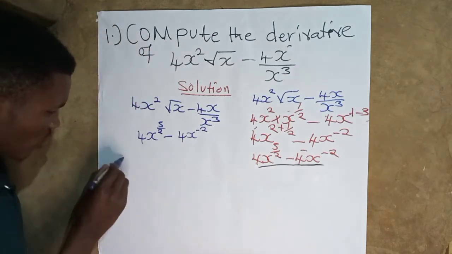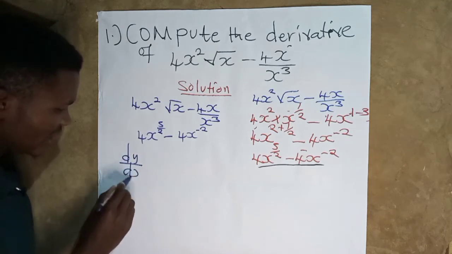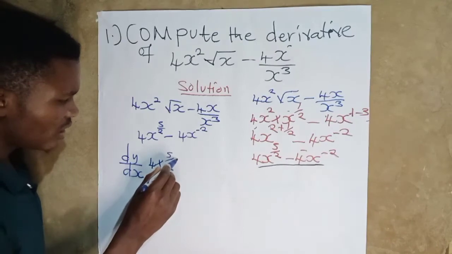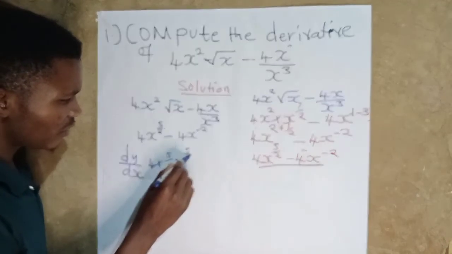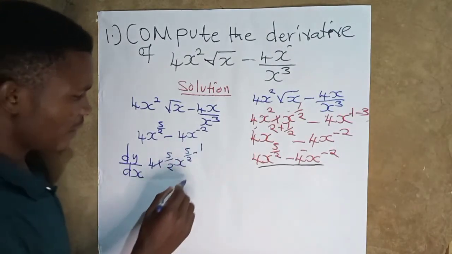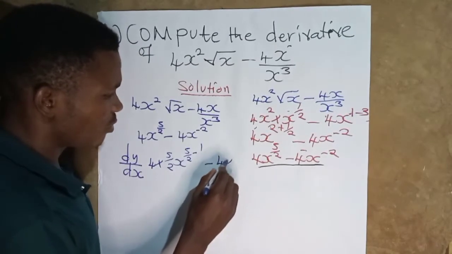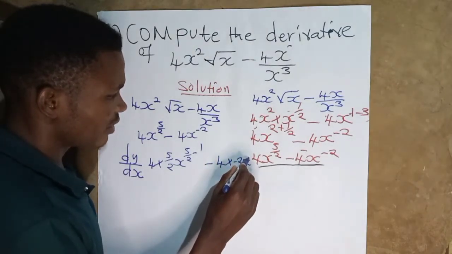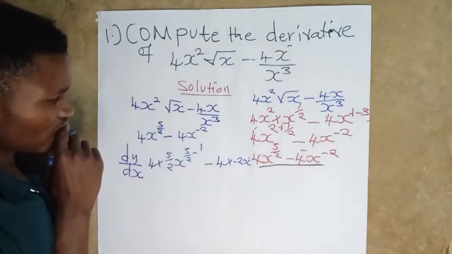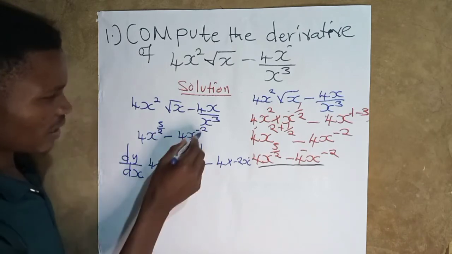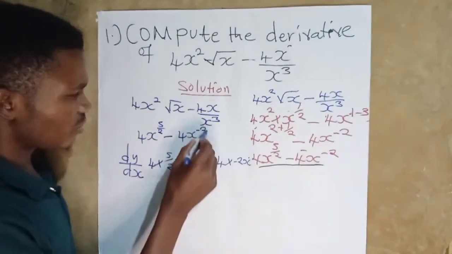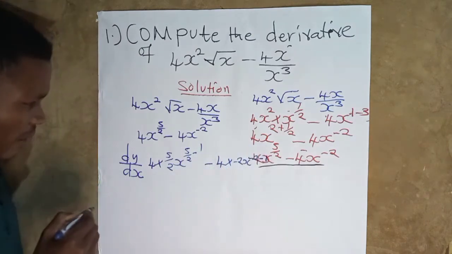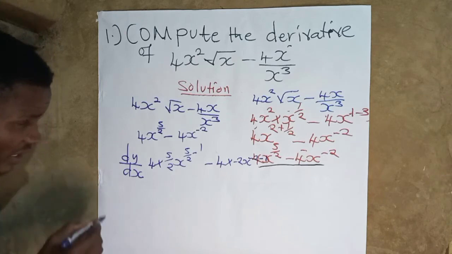We're saying the derivative, which is dy/dx. So dy/dx becomes 4 multiplied by 5 over 2 x to the power 5 over 2 minus 1. Then minus 4 multiplied by negative 2x to the power negative 2 minus 1. So we are differentiating here.